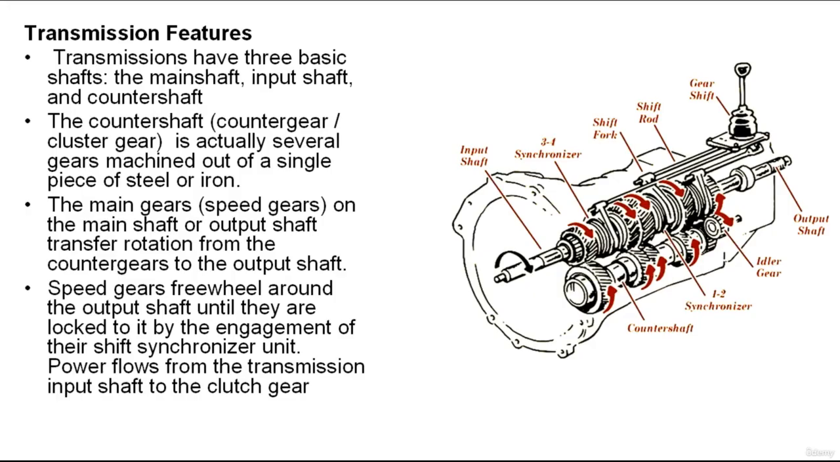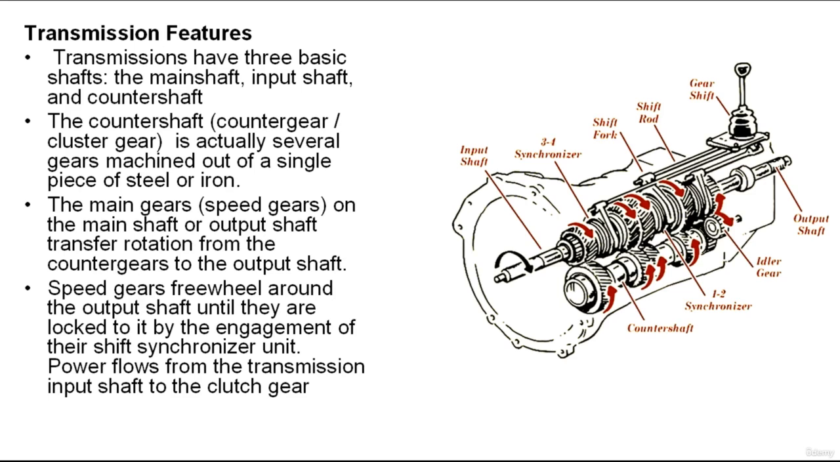And we'll move right now to the transmission features. Most transmissions have three basic shafts: the main shaft, input shaft, and counter shaft. The speed gears ride on the main shaft. The main shaft is also called the output shaft. The input shaft is in line with the main shaft but is not directly connected to it.